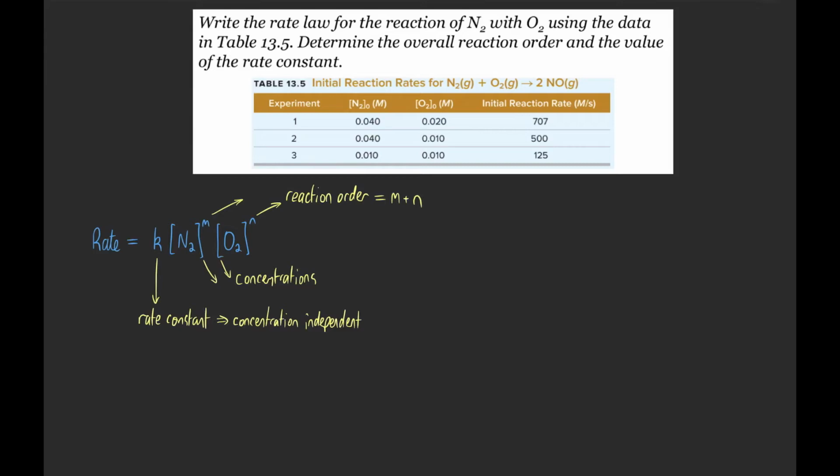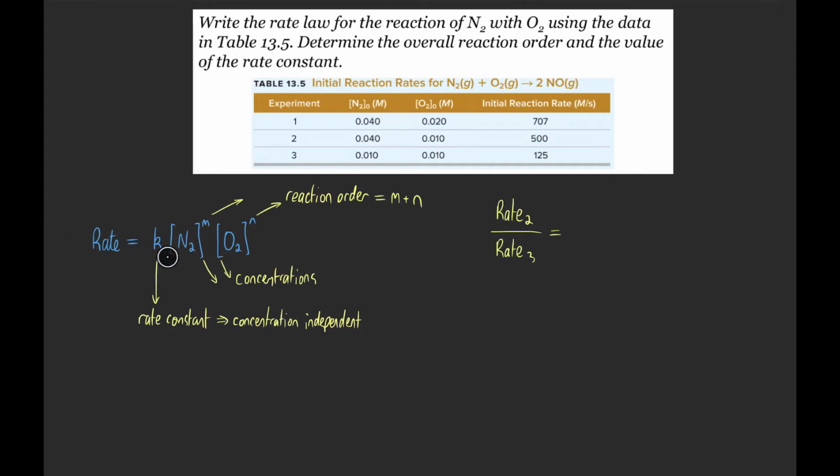So we're going to start by looking at the ratio between experiment 2 and 3. And what this is going to allow us to do is determine the reaction order M, which is the reaction order with respect to nitrogen. So let's start by writing down what the rate law ratio of these two experiments is going to look like. What we mean by the rate law ratio is essentially the rate of experiment 2 divided by the rate of experiment 3. So let's take a look at what those look like.